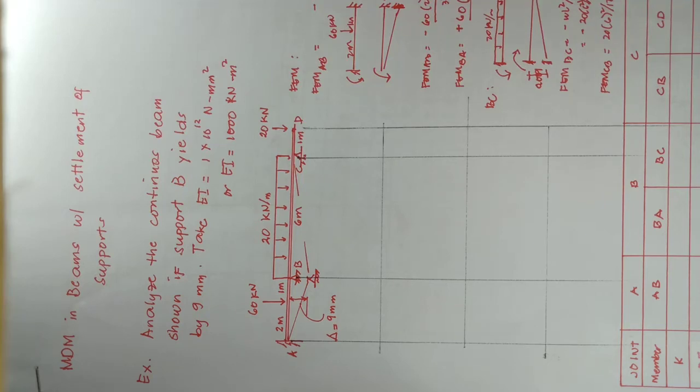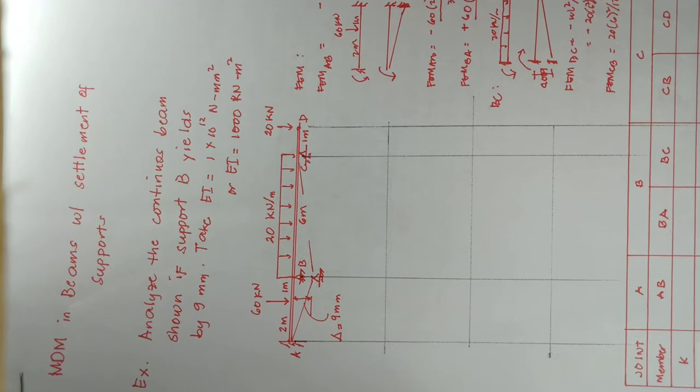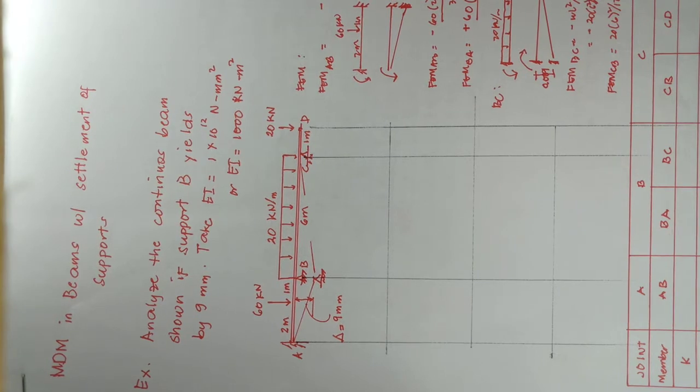Okay, we have here an example problem on moment distribution method in beams with settlement of supports. The problem is: analyze the continuous beam shown if support B yields by 9 mm. Take EI equal to 1 times 10 to the 12 Newton mm squared.